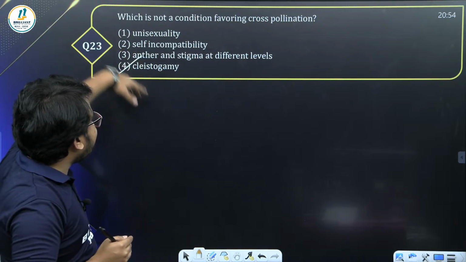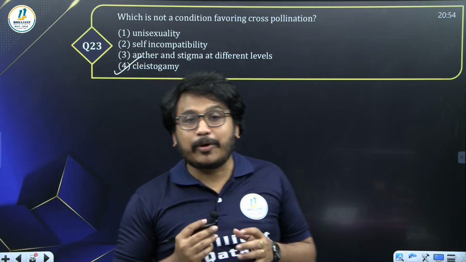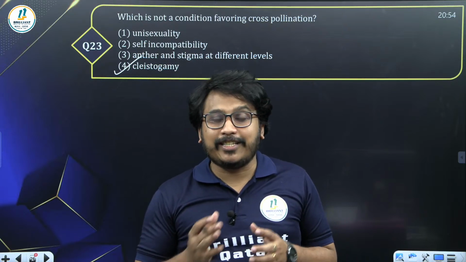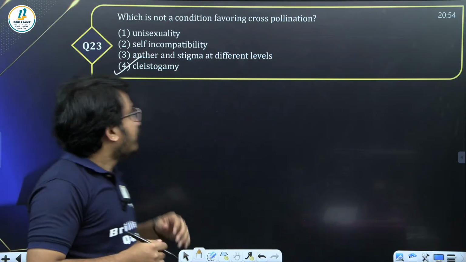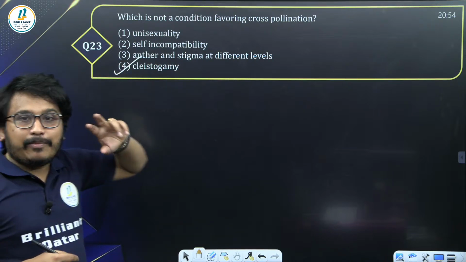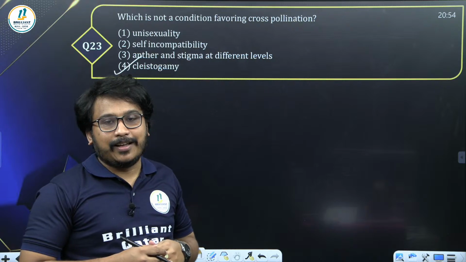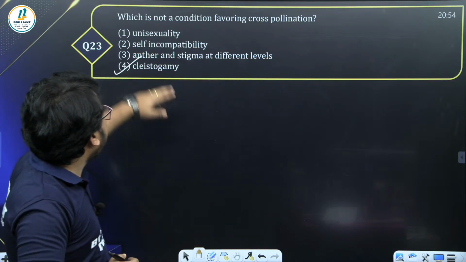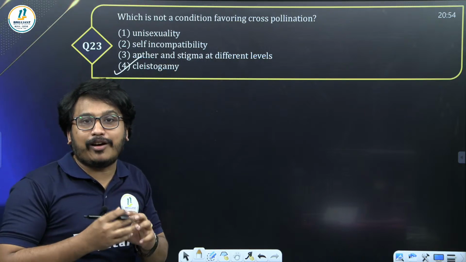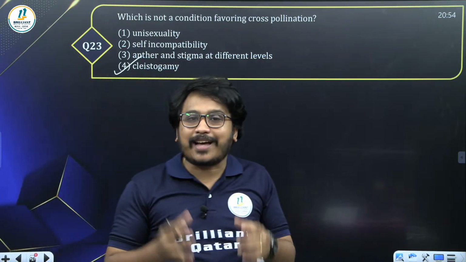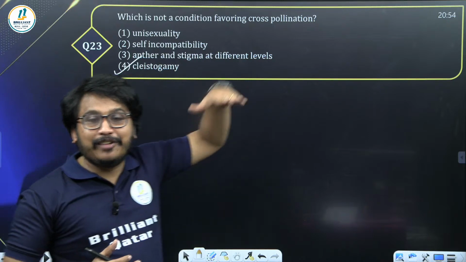So remaining whatever is written is outbreeding devices. That is the characters produced by the cross-pollinating plants in order to prevent self-pollination. So unisexuality, if a plant is having unisexual flowers, there is more chance of cross-pollination. And if they have bisexual flower, they will try to show what? Self-incompatibility. That means pollens falling on the stigma won't be accepted. Then third, you can see anther and stigma are present at different levels.